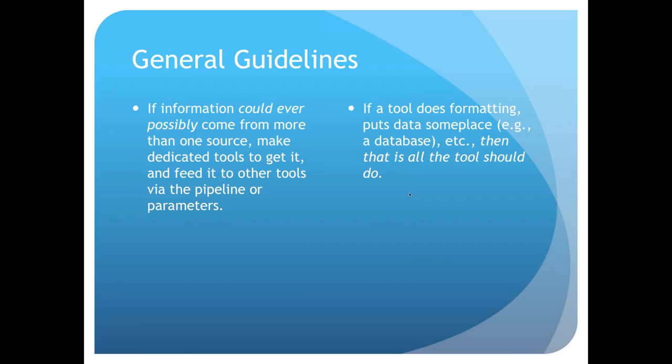So some general guidelines to think about as you're thinking about that design. If your information could ever possibly come from more than one source, make a dedicated tool to get that information and then feed it to other tools via the pipeline or parameters. In other words, let's take the simple example of computer names again. Well, I just read the computer names out of a text file. Okay, that's what you do today.